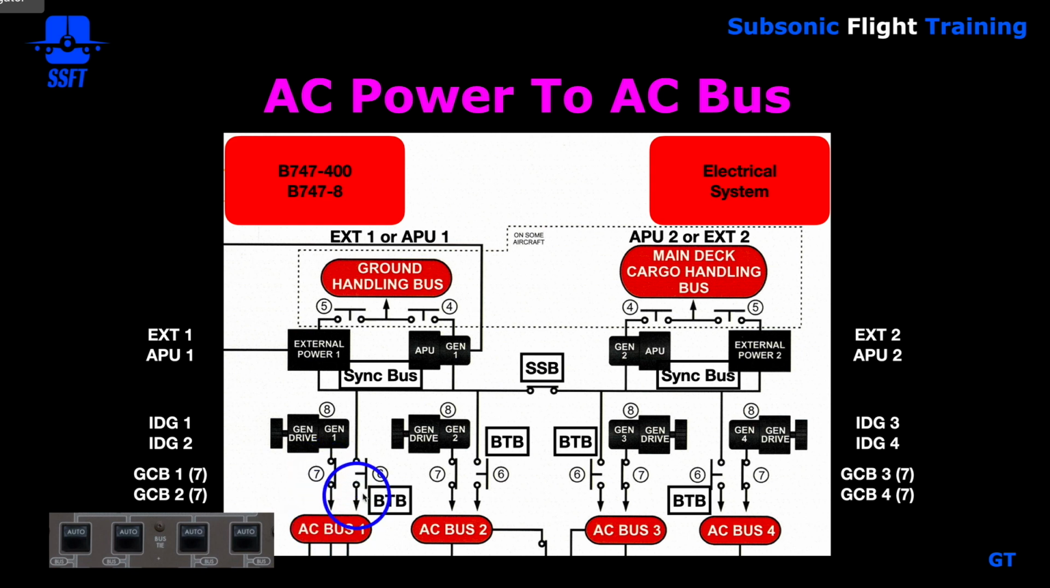And then from there, the AC power will go through a bus tie breaker to give power to the synchronous bus. And when like power sources are on the synchronous bus, then the SSB will automatically close. If like power is not on the synchronous bus, like with external and APU, any combination of this, you could have APU 1 and external 2 hooked up and the SSB would open. You could have APU 1 and APU 2 hooked up and the SSB would be open, because these cannot be synchronized. But the 4 IDGs can be synchronized.